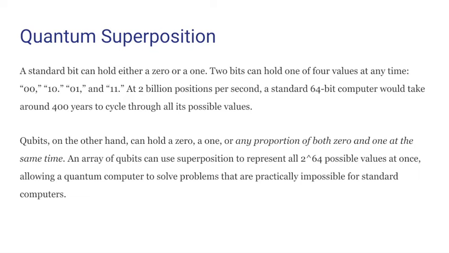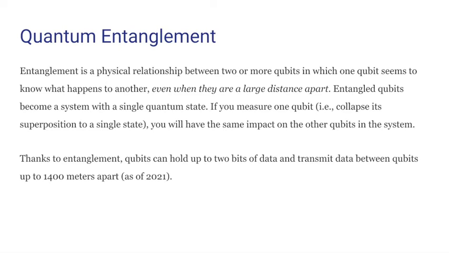Quantum superposition is a phenomenon in which a system can be in two states or a combination of two states at the same time. For example, a qubit can be used to represent 2 to the power 64 values at the same time. Quantum entanglement is a phenomenon stating that two entangled particles know about the state of each other even when they are a large distance apart, and their behavior reflects so.